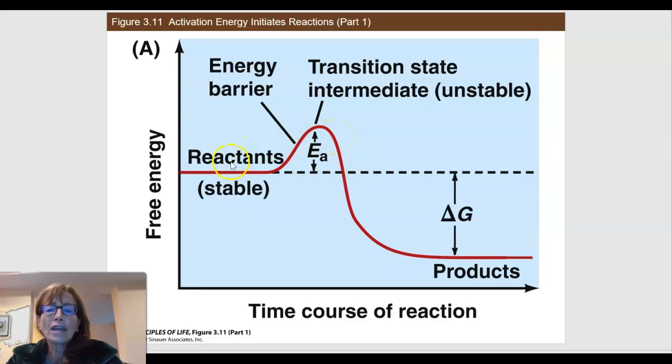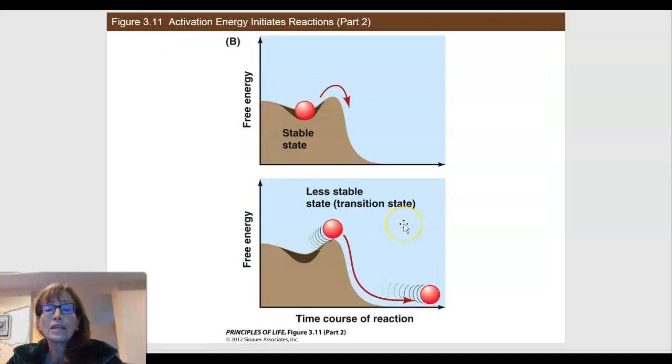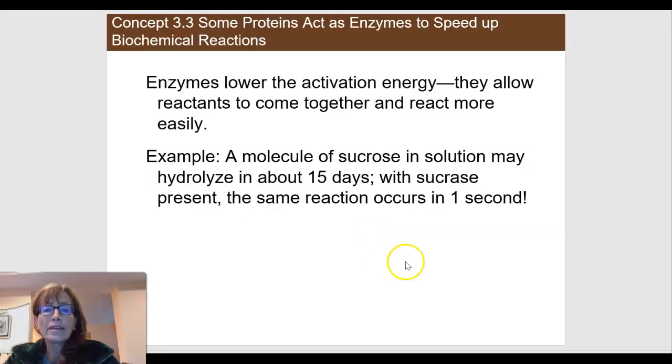Now, the reactants can eventually get to this point where they get into this transition state, sort of randomly, and they can form these products without an enzyme. But the enzyme is going to help that happen more quickly. And so we're going to see the activation energy is necessary to get a reaction to move forward, and the enzymes lower that. So they're going to allow reactants to come together. They're going to allow them to react more readily.